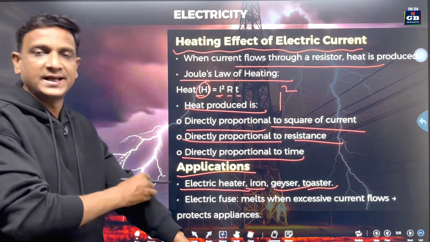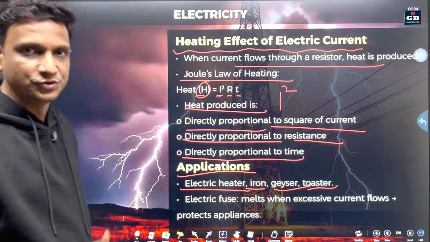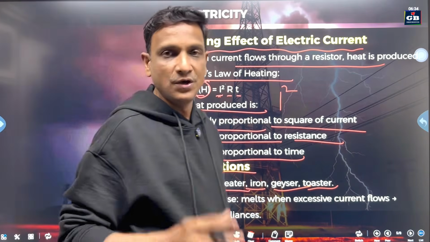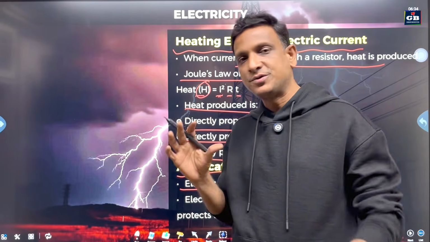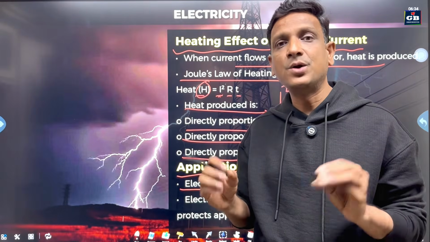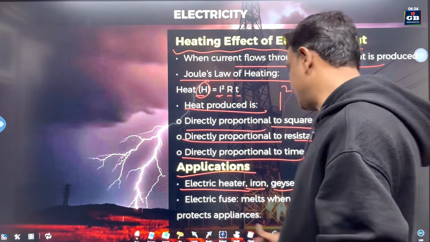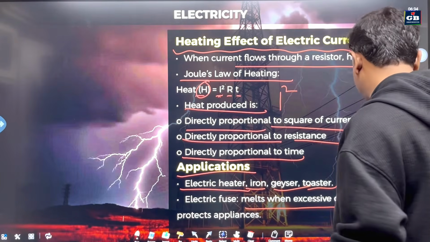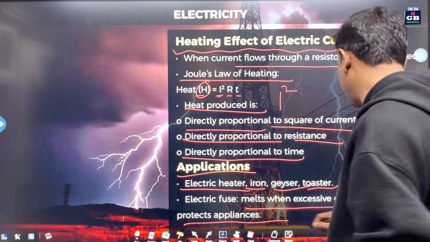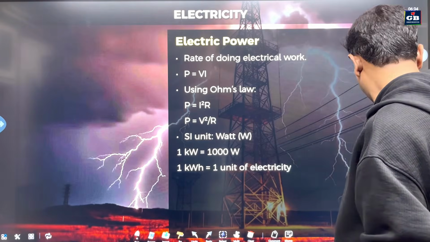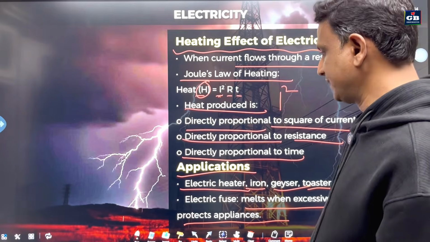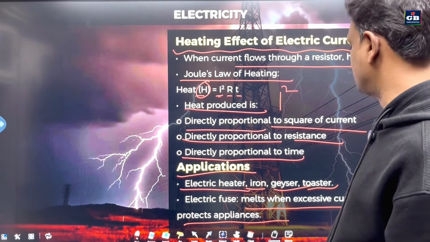Okay. So we can use this particular thing, that is the heat generated during electricity, to make a fuse. What is a fuse? A fuse is an electrical component which prevents short circuit and overloading. See here, the electric fuse melts when excessive current flows and it protects the appliances. So where is this electric fuse?